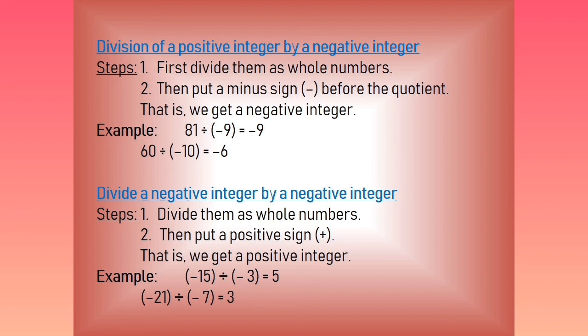Divide a negative integer by a negative integer. Step 1: Divide them as whole numbers. Step 2: Then put a positive sign. That is, we get a positive integer. Example, -15 ÷ -3 = 5. -21 ÷ -7 = 3.